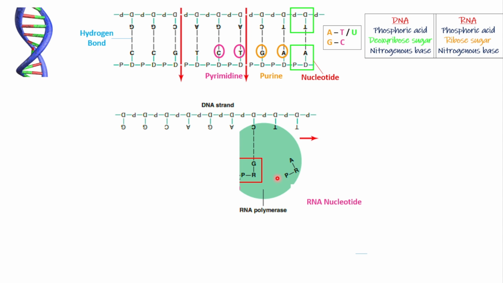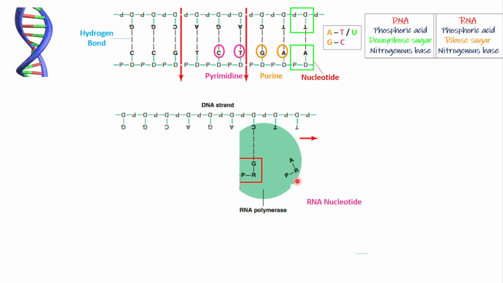This RNA nucleotide has phosphoric acid and a ribose sugar, R, instead of the deoxyribose sugar. Now there is adenine as the nitrogenous base. This nitrogenous base will be attached with this thymine of the DNA nucleotide.